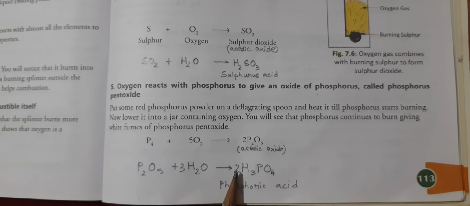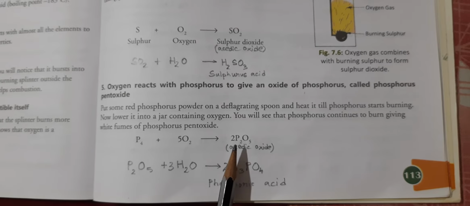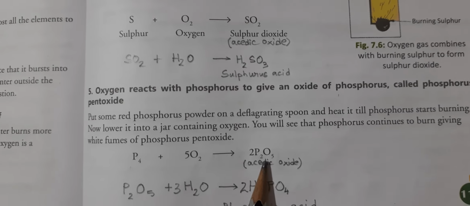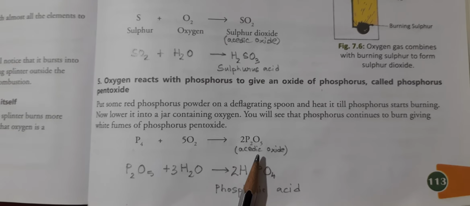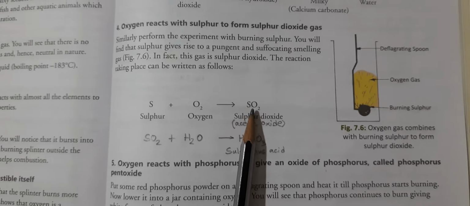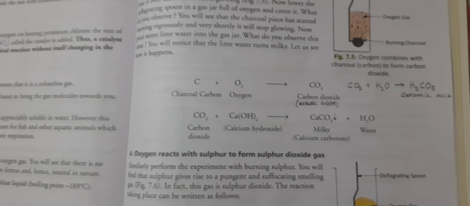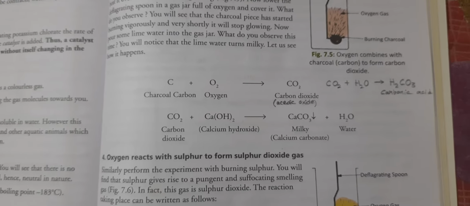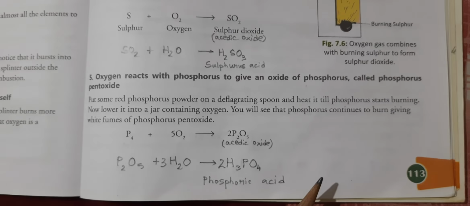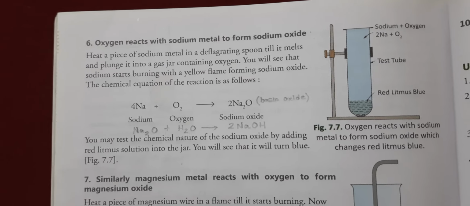All these acids will turn blue litmus red, and since these non-metallic oxides reacting with water produce acids, these non-metallic oxides are known as acidic oxides, whether it is phosphorus pentoxide, sulfur dioxide or carbon dioxide. They all react with oxygen to produce non-metallic oxides, which are acidic oxides, and that acidic oxide reacting with water produces acid.